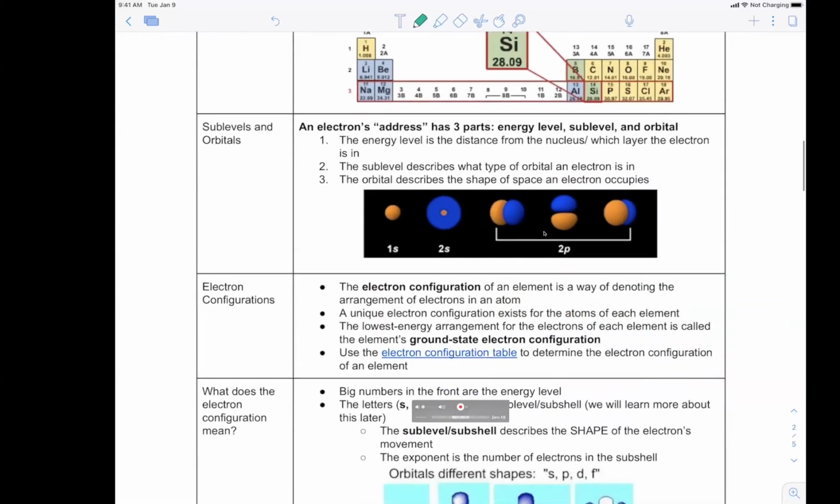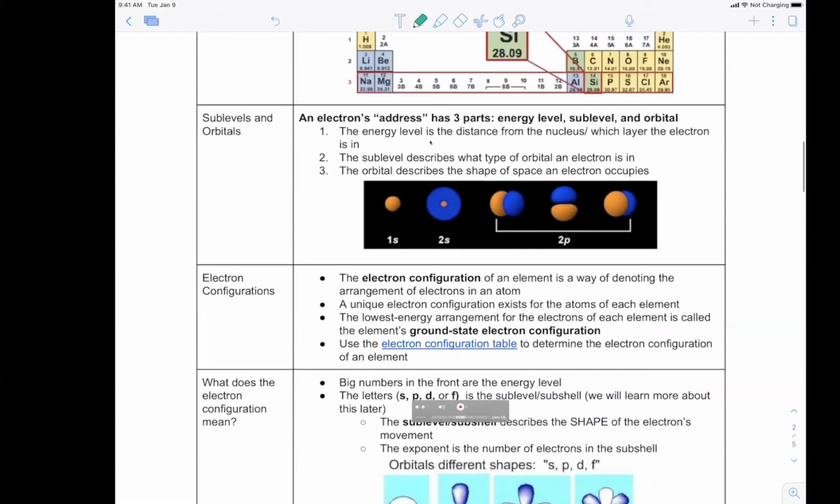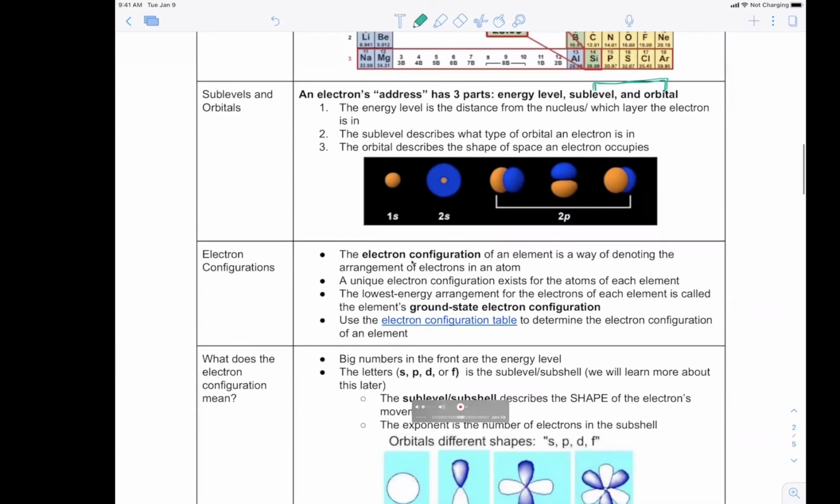Okay, so let's get into electron configurations. An electron's address has 3 main parts: energy level, sublevel, and orbital. These are kind of similar, but we'll talk about the difference between them in our next lesson. There are actually 4 different parts for an electron's address, but we're only going to talk about the electron configuration today. So I'm just going to give you a heads up.